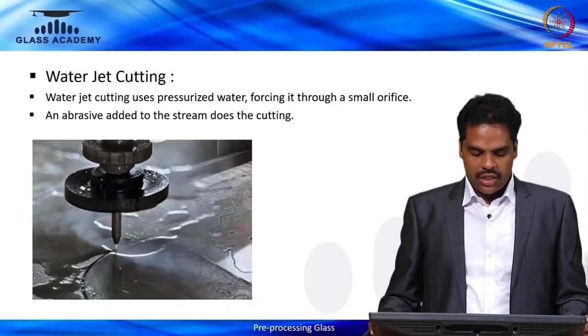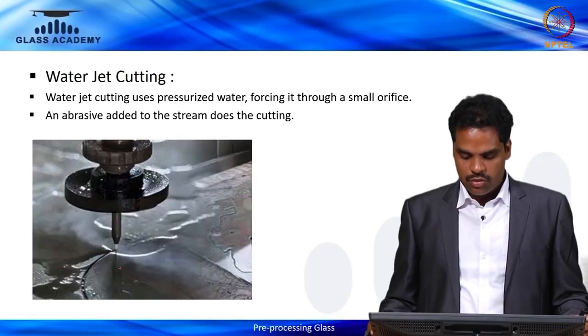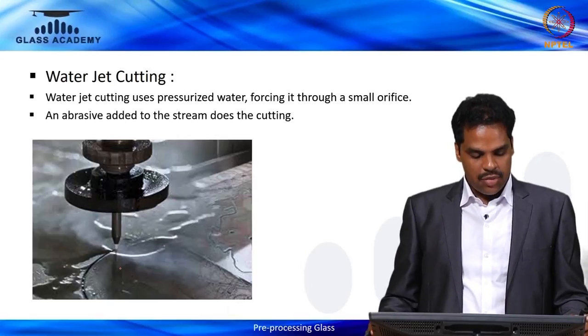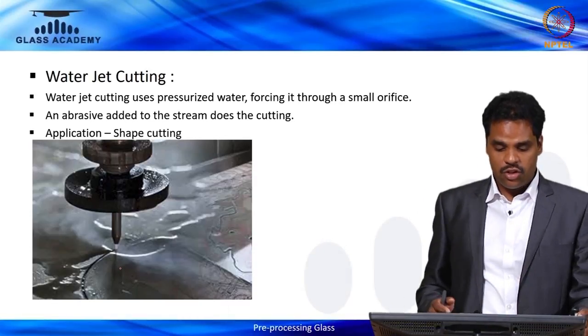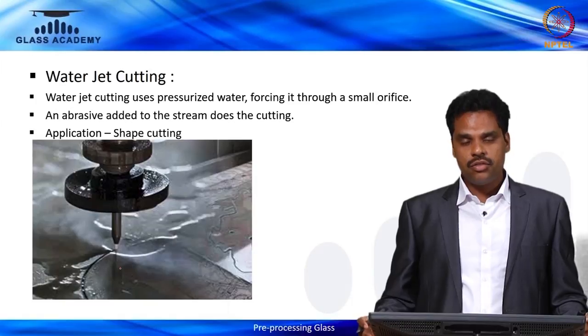Next we are going to see the water jet cutting area. Water jet cutting uses pressurized water forced through a small orifice. An abrasive is added to the stream, which does the cutting. This is most commonly used for shape cutting and for fine, good finishes.